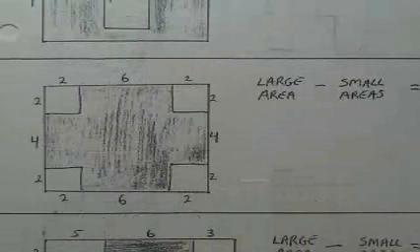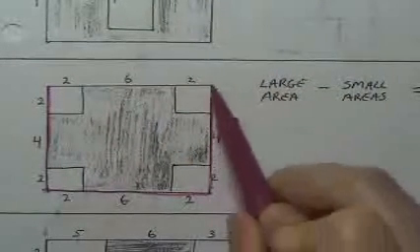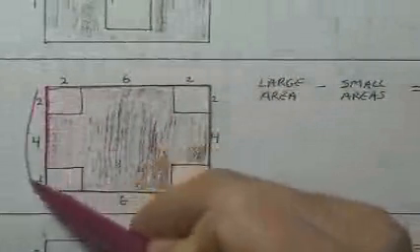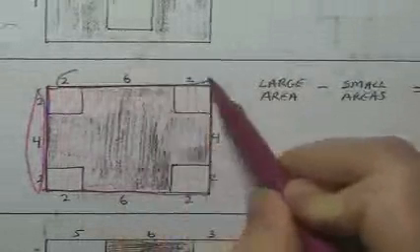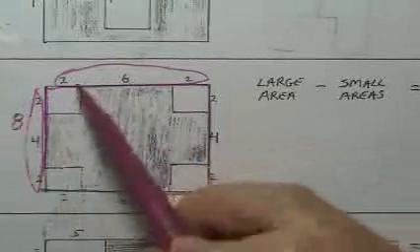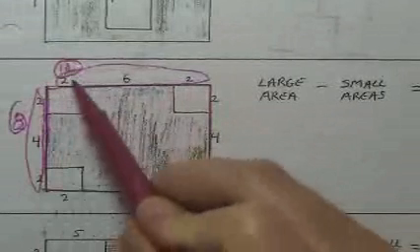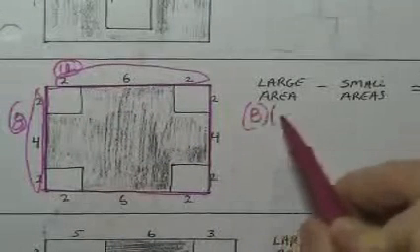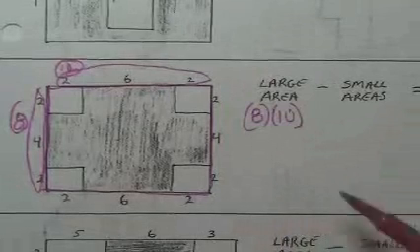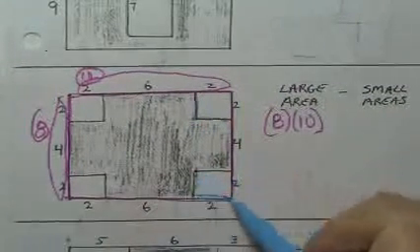Okay, most people have difficulty with the last two, the bottom two. Okay, we need the large area. The large area is going all the way around. All the way around. That's the large area. So that would be this times this. So this is 4, 5, 6, this is 8. And this is 6, 4 is 10. So we have 8 times 10. That's the large area. The small area is a combination of all four of these right here.